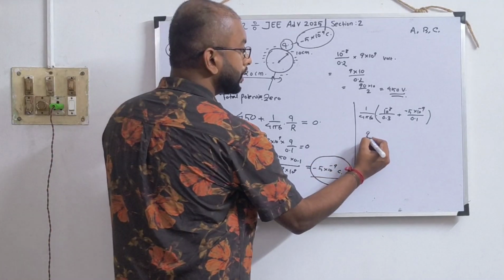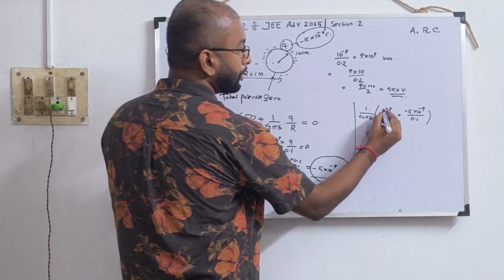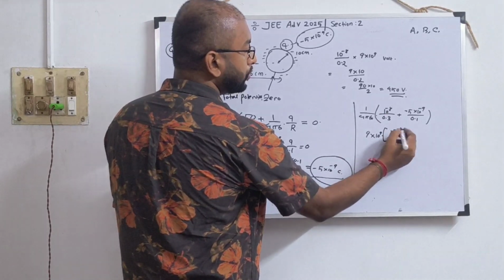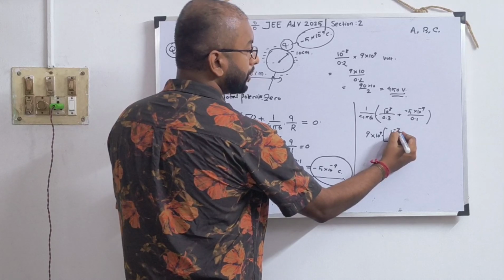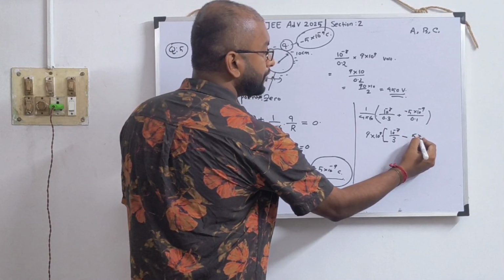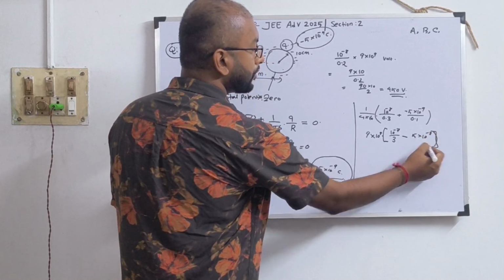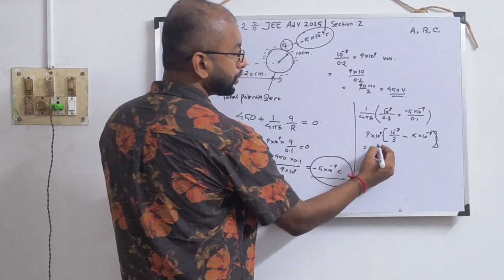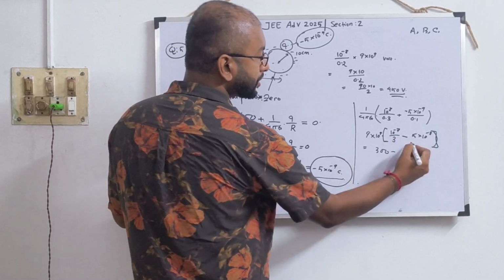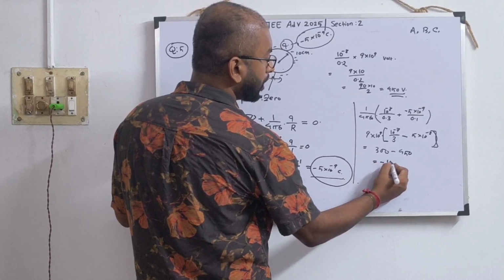So let us calculate. 9 into 10 to the power 9, 10 to the power minus 8 by 3 will go 10. So 10 means we'll do 10 to the power minus 7, minus 5 into 10 to the power minus 8. So that we have to multiply, that's it. So that is 300 minus 450, that is minus 150 volt.